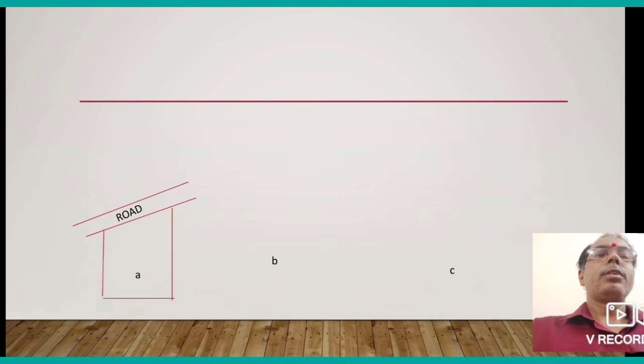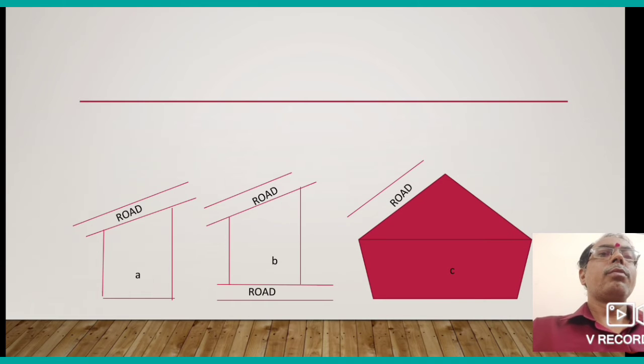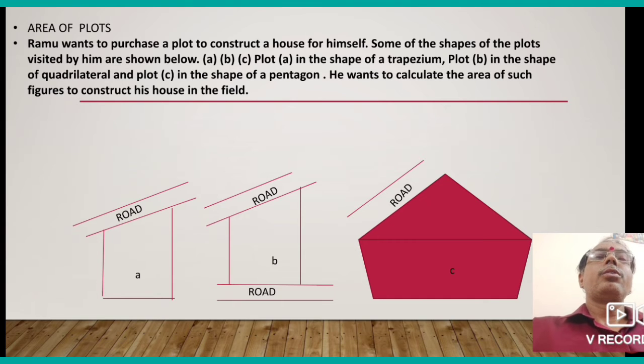Now next, here we have 3 different figures. So we need to get the area of these flat type figures. So I am taking one live example. Ramu wants to purchase a plot to construct a house for himself. Some of the shapes of the plots visited by him are shown below. A, B, C. Plot A is in the shape of a trapezium. Plot B is in the shape of a quadrilateral. Plot C is in the shape of a pentagon. Now actually he wants to calculate the area of such figures to construct his house in this field.